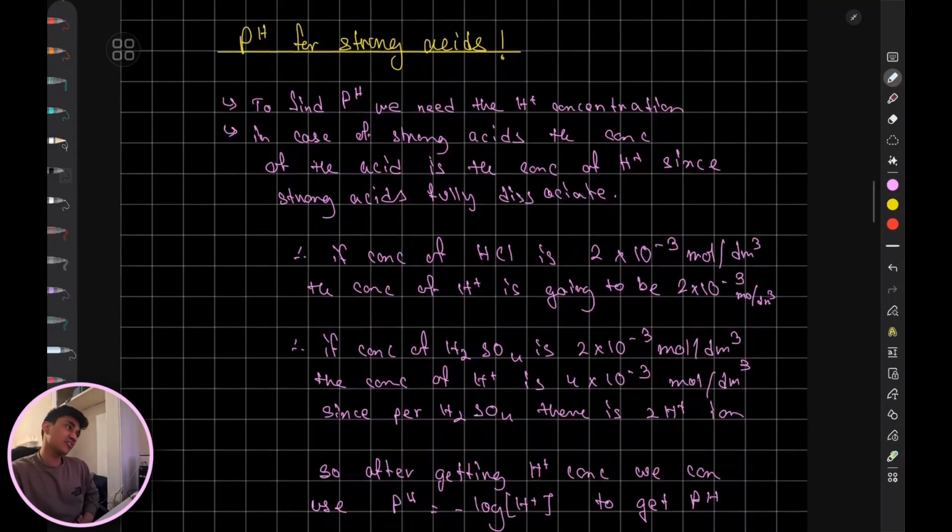Now what happens in case of pH of strong acids? To find pH in any case, you need the concentration of acids. In case of strong acids, the concentration of acid is the concentration of H plus itself, since strong acids completely dissociate. So whatever the concentration of, let's say, HCl is also the concentration of H plus ions in that solution. If the concentration of HCl is 2 into 10 to the power minus 3, the concentration of H plus is going to be 2 into 10 to the power minus 3 mole per dm cube as well.